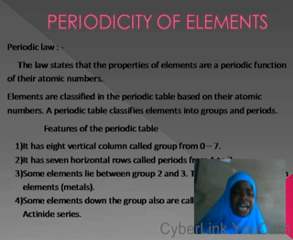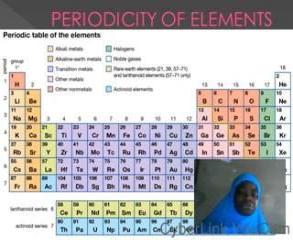Now, these elements are in the periodic table. They are classified into groups and periods. We have 8 vertical columns called groups, numbered from 0 to 7 or 1 to 8. We also have the 7 horizontal rows called periods.